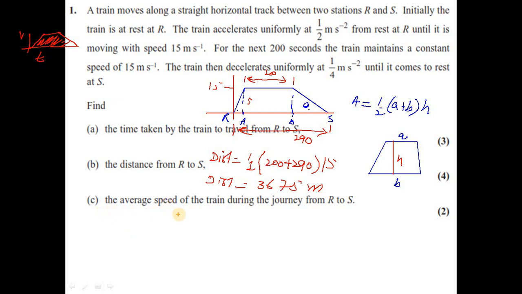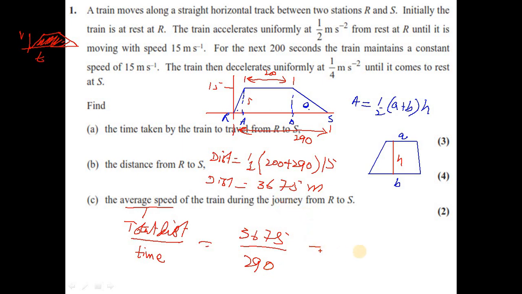Okay, part C, the average speed of the train during the journey from R to S. Whenever they talk about average speed, average speed is total distance divided by time taken. So the total distance we have found is 3675 divided by the total time, 290. So your average speed during the whole journey is 12.67, or you round it off and say 12.7 meters per second.